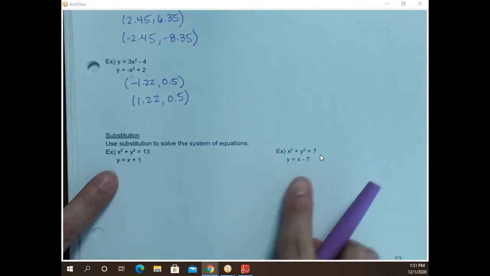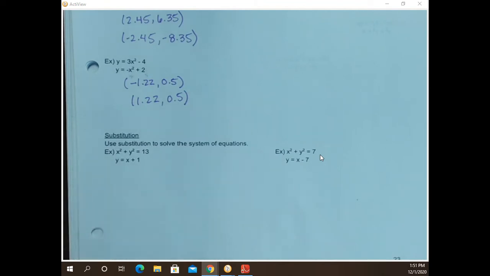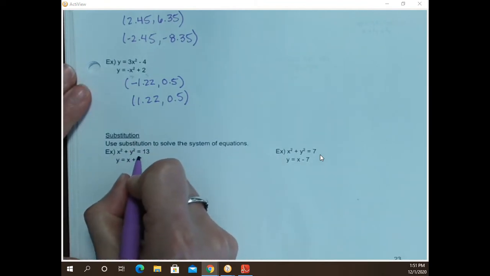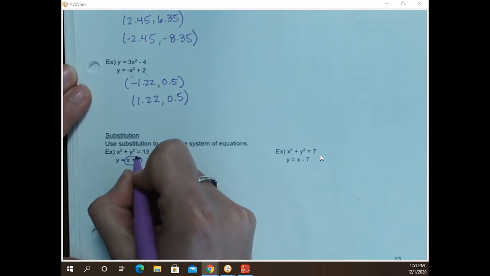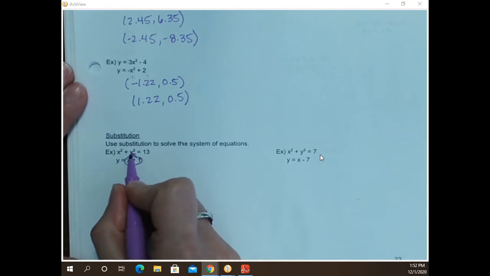Now for the two examples I have here, I already have an equation where y is by itself. So what I'm going to do is go ahead and take the stuff that y is equal to and plug it in for y in the other equation. That's substitution because I'm substituting this stuff in for y.